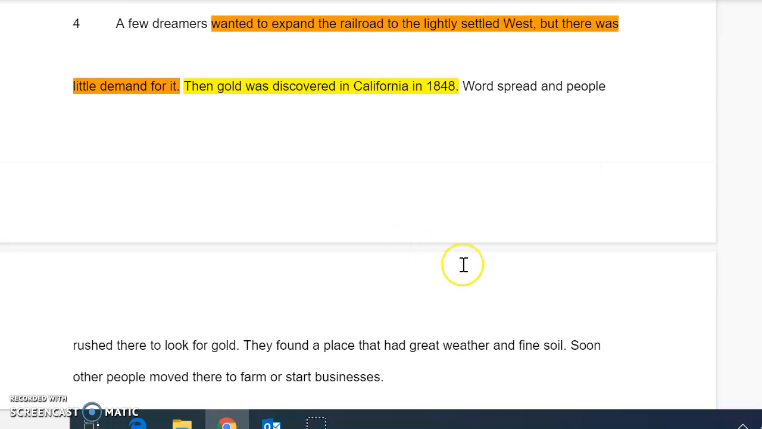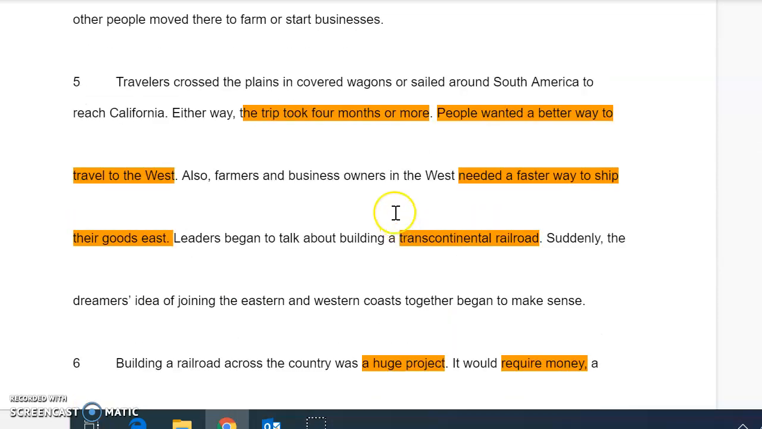Word spread and people rushed there to look for gold. They found a place. Oh, I already read that. I'm so sorry, guys. Let's go to paragraph 5.